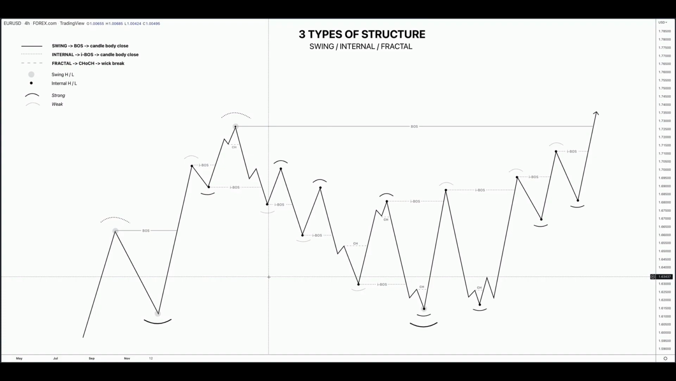Essentially, the way we view structure is by three main types: swing, internal, and fractal. Over the course of the next few lessons, we're going to look at each of those individually, so you completely understand what they are, how we define them, how we map them, and what they mean. Then we'll put all three together to give us our systematic framework that we use to trade and make trading decisions.